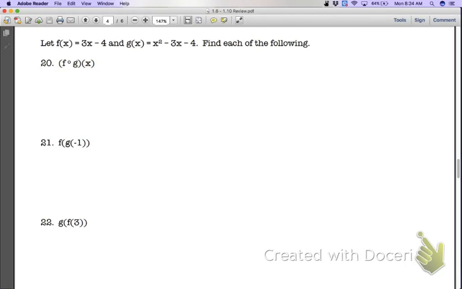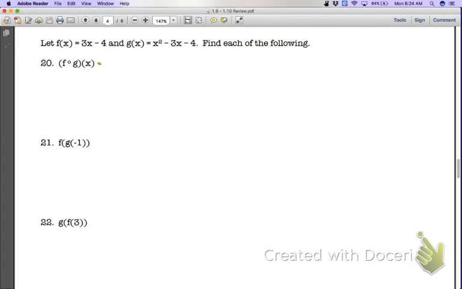All right, so 20, 21, and 22 says, so we have the functions. We have f of x is equal to 3x minus 4 and g of x is equal to x squared minus 3x minus 4. So on 20, it's f of g of x. So we have no values like we do on 21 and 22.